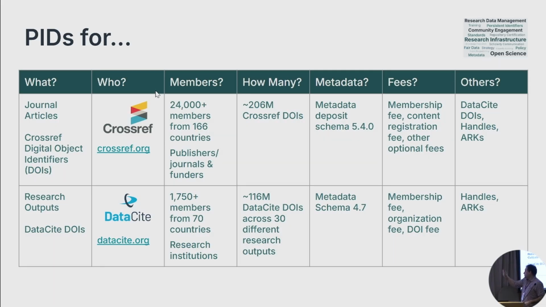For research outputs beyond journal articles, and in some cases including journal articles, you would normally use a DataCite DOI. DataCite is also a member organization. It's got about 1,700 something members worldwide, mostly research institutions. That includes direct members and also consortium members. There are over 100 million DataCite DOIs, across 30 different types of research outputs. Again, it has a dedicated standardized metadata schema. Again, only members can create DataCite DOIs, and there are fees involved. Alternatives, again, could be handles or ARKs.